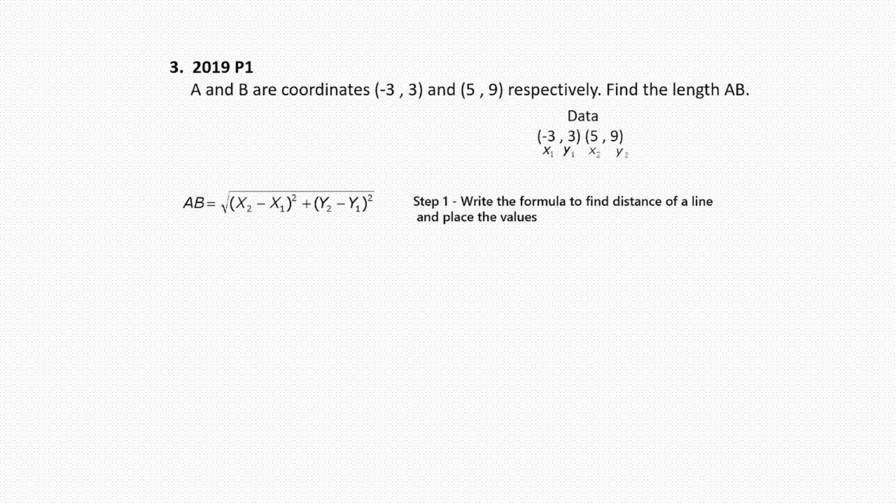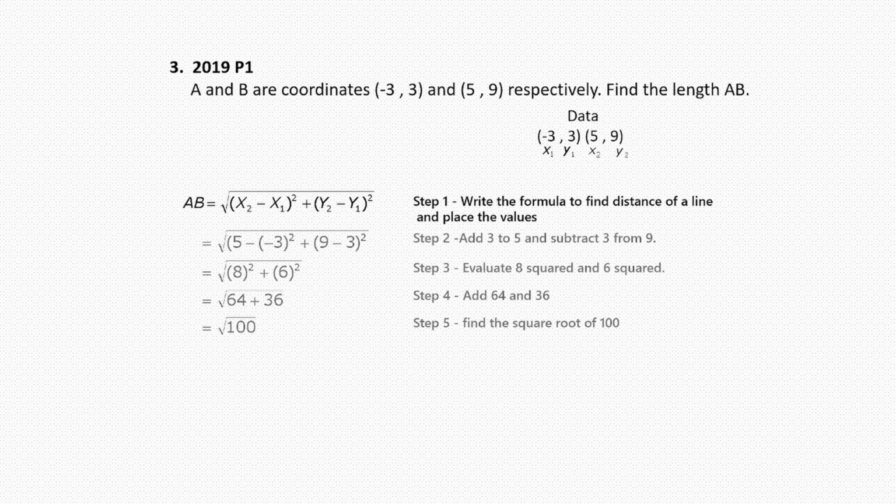So the first step is to write the formula to find the distance of a line, and then we place the values. So to find the distance of a line, remember the formula is AB is equals to the square root of x2 minus x1 squared plus y2 minus y1 squared. So let's substitute the values and arrive at the solution. Okay, so where there's x2 we put 5, where there's x1 we put negative 3, where there's y2 we put 9, then where there's y1 we put 3.